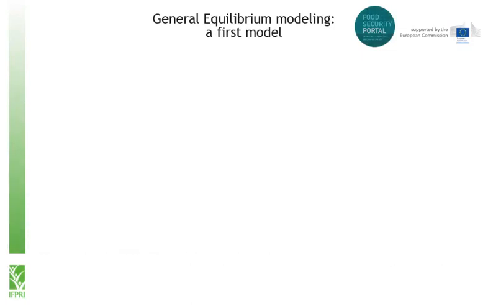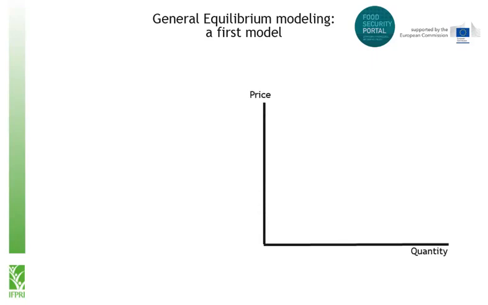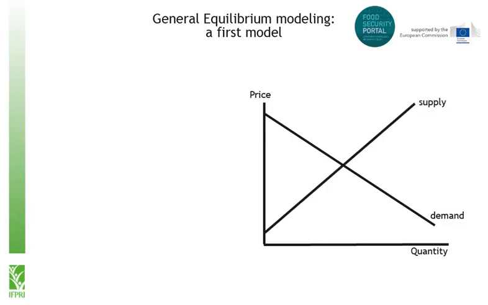You remember that in the partial equilibrium model, we used to represent a sector with quantity on the horizontal axis and price on the vertical axis. We used to draw a demand curve decreasing with price and a supply curve increasing with price. The assumption behind that was that demand for a good only depends on the price of this good, and supply of a good only depends on the price of this good. And we could suppose that all other variables in the economy were constant.